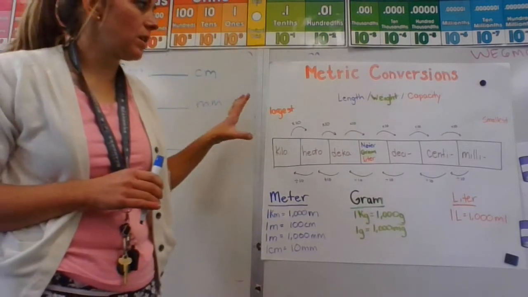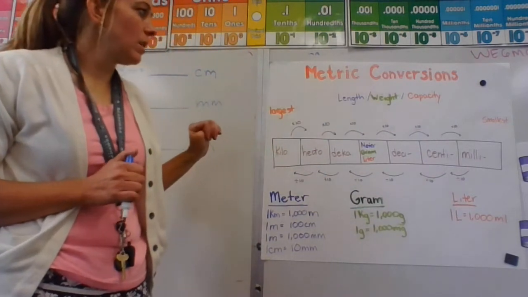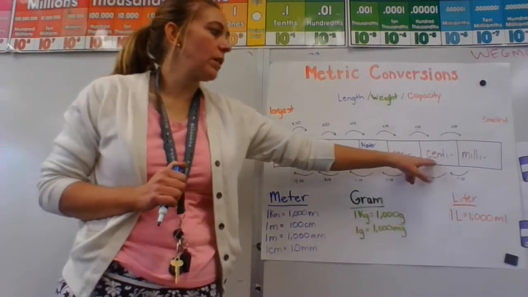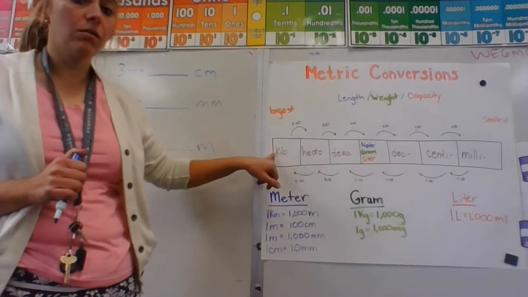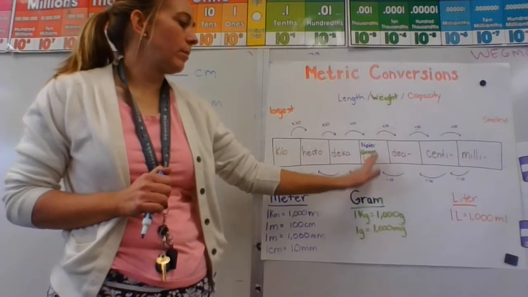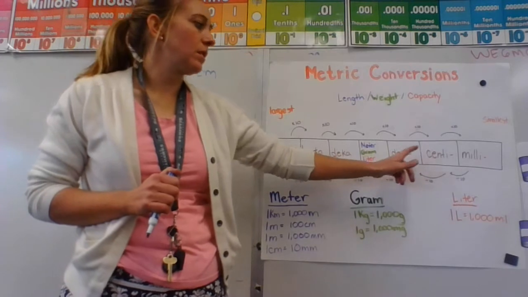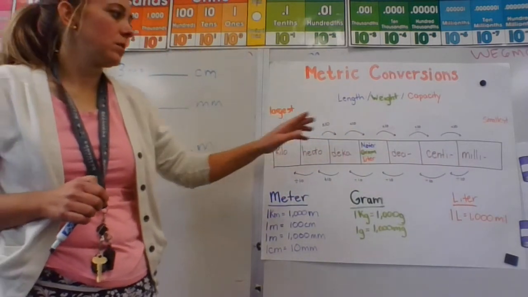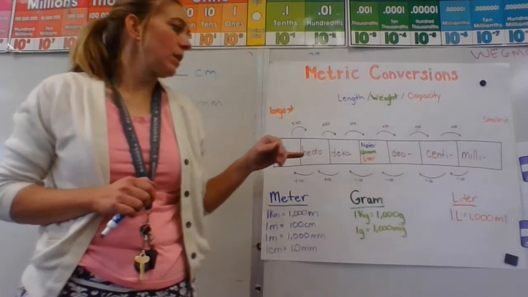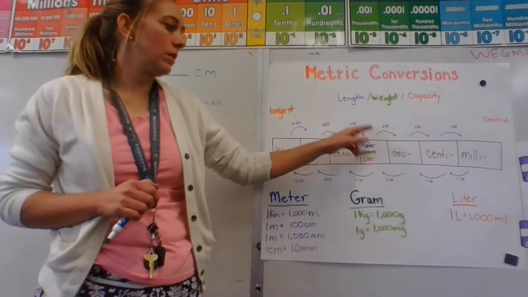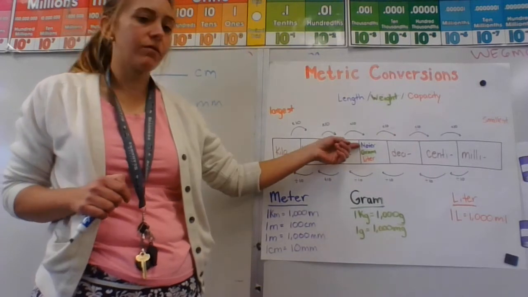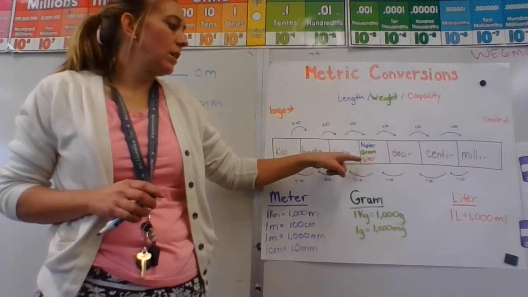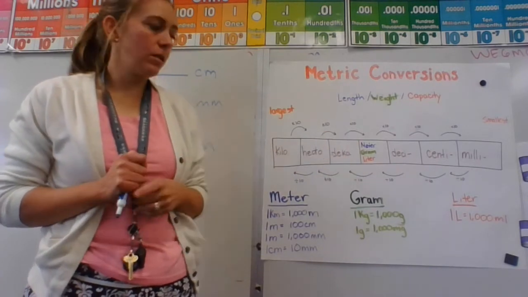So we've been using this diagram in our classroom where you've got the different prefixes for the conversions. You've got kilo, hecto, deca, and then your main one, meter, gram, liter, and then deci, centi, and milli. And it goes from the biggest, kilo is the biggest, to the smallest, which is milli. And these middle ones, the meter, gram, and liter, are your main ones that we're using. Meter is for length. Gram we use for mass and weight, and liter is for volume.